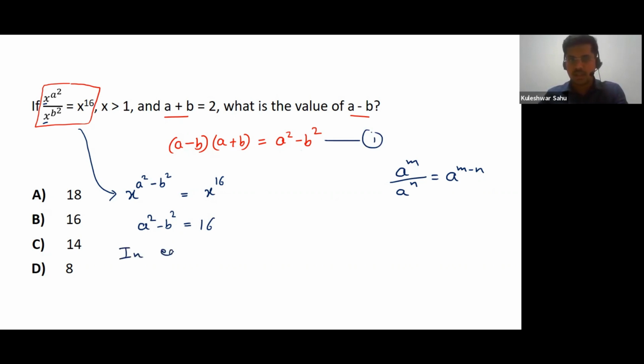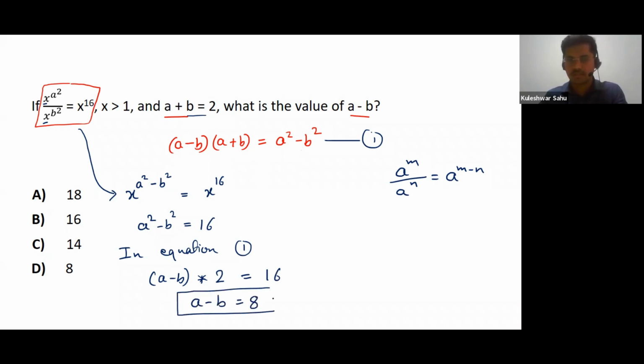In equation 1, I'm going to put the value of a square minus b square. So a minus b times a plus b, and the value of a plus b is 2, which is already given in the question, is equal to a square minus b square, which is 16. So a minus b will be 16 by 2, which is nothing but 8. So 8 is the answer to this particular question.